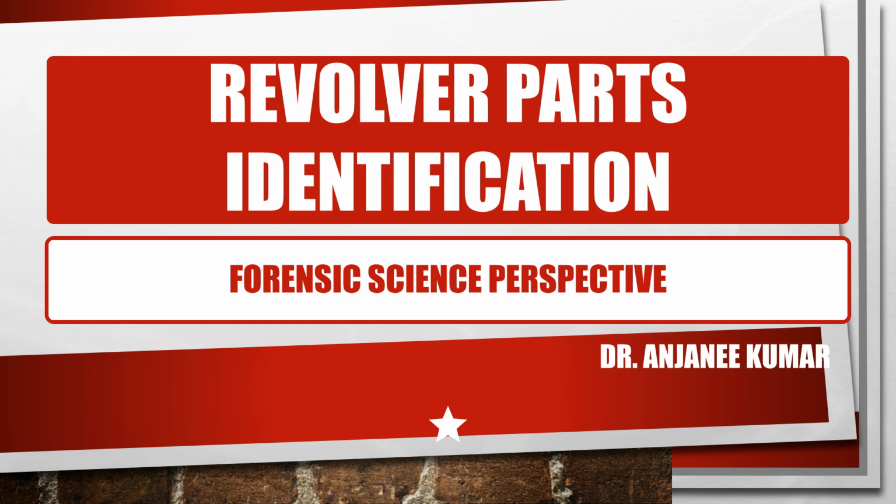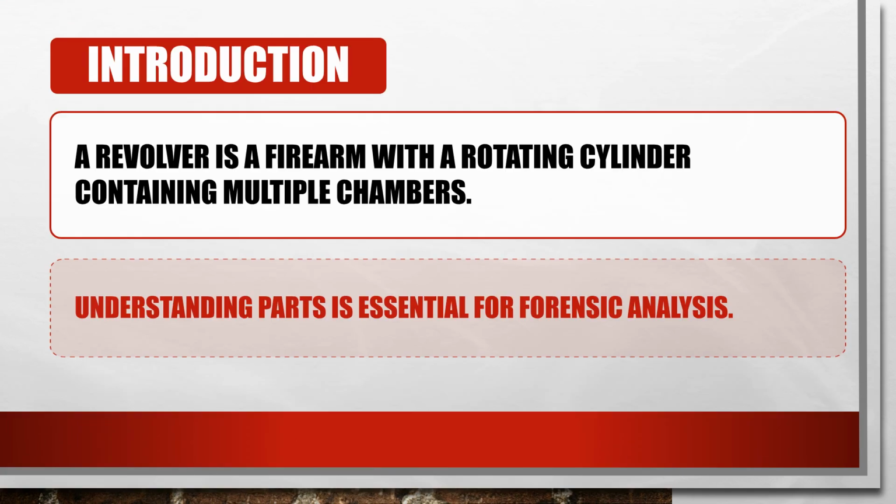Welcome to this video on revolver parts identification from a forensic science perspective. A revolver is a firearm featuring a rotating cylinder with multiple chambers. Understanding its parts is essential for effective forensic analysis and identification.